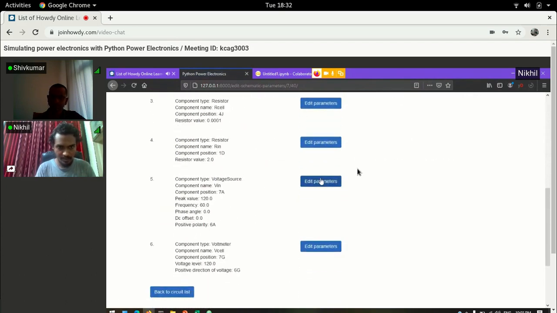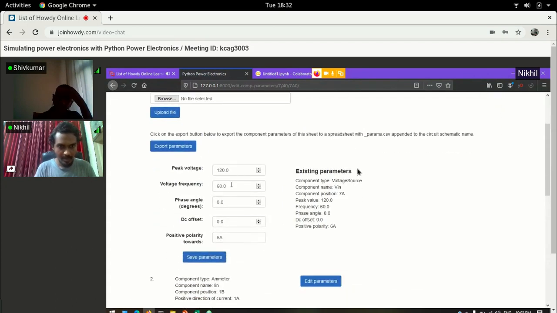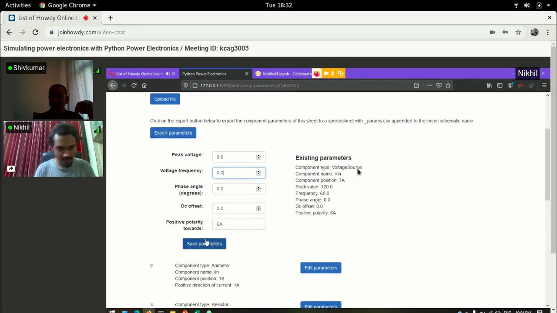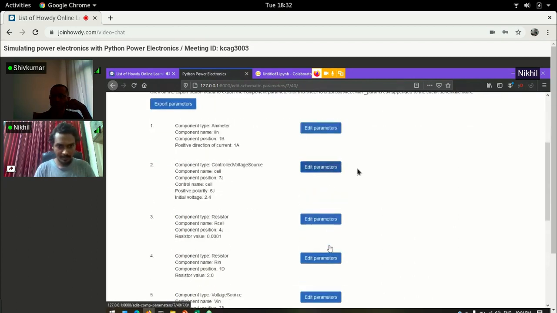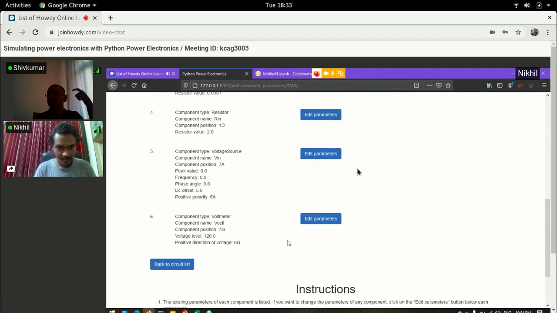Resistor in the voltage source, keep it 5 ohms. You have to remove the AC parts. The peak voltage and frequency will all become 0, because by default this is an AC voltage source. Okay. And positive voltage is also up, positive polarity. So okay, good. So I think the last is the voltmeter. Yeah, it can remain 120 volts.